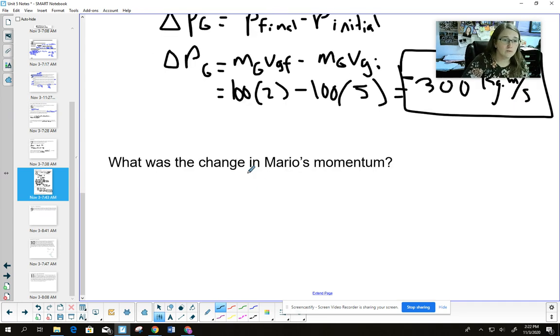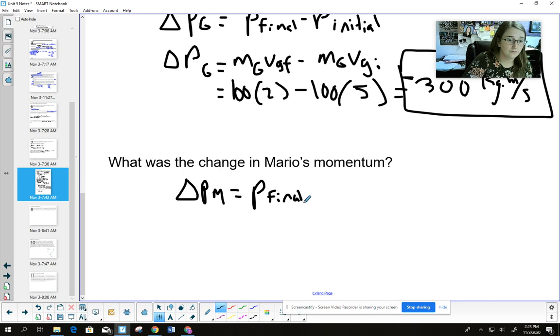So the change in Mario's momentum, we're going to do the exact same thing. So I want you to try it again. Change in Mario's momentum is his final minus his initial. Go ahead and give this one a shot, and then we'll come back and check.